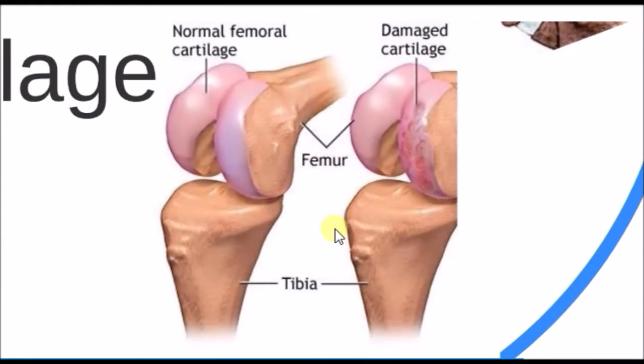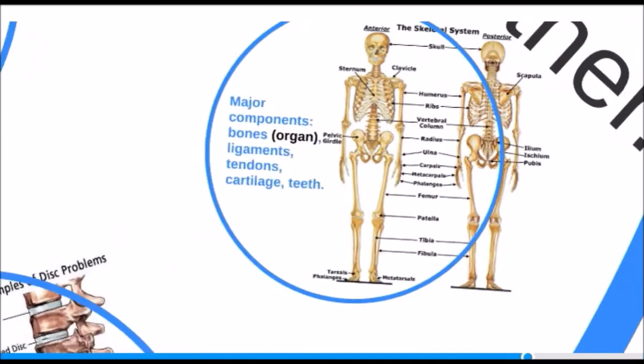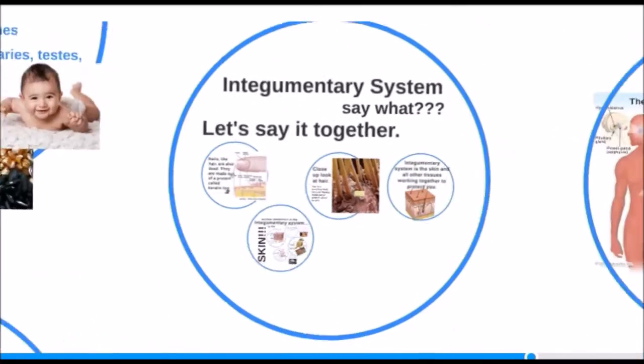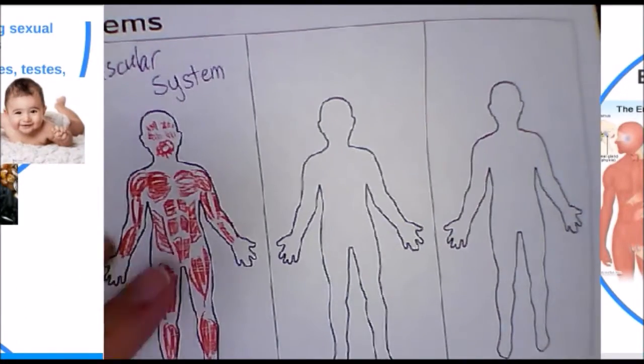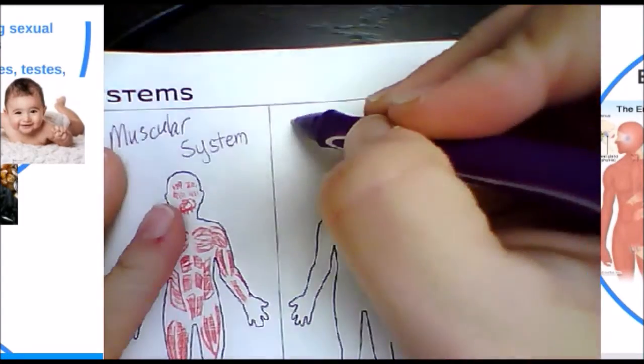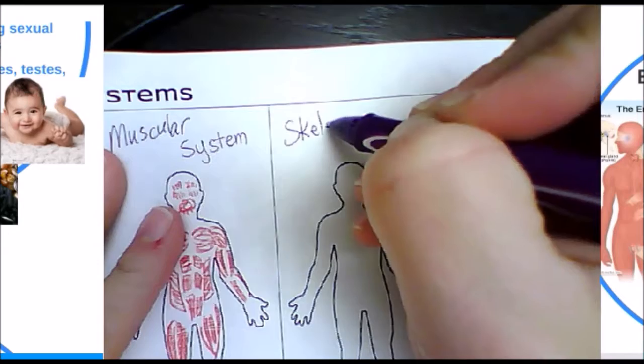So our major components here are going to be the bones, ligaments, tendons, cartilage, and teeth. I'm trying to go faster and faster because I know I've been talking way too much. Go ahead and sketch in our skeletal system here. So here our label is going to be skeletal, S-K-E-L-E-T-A-L, skeletal system.